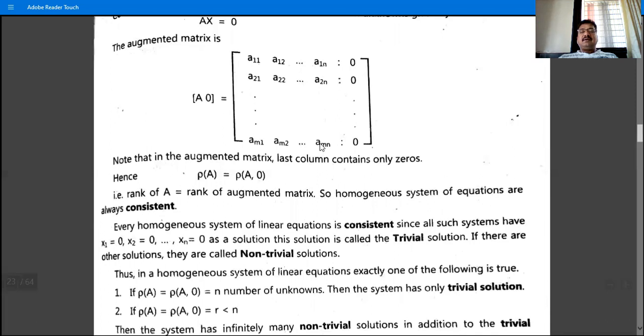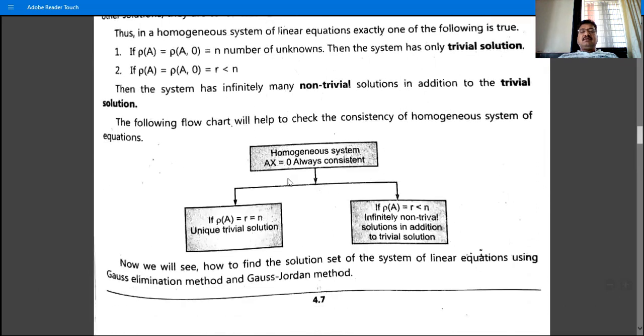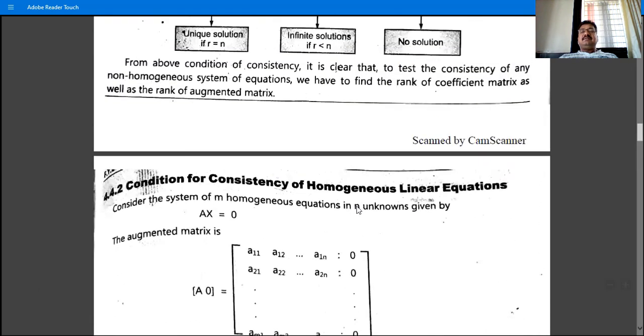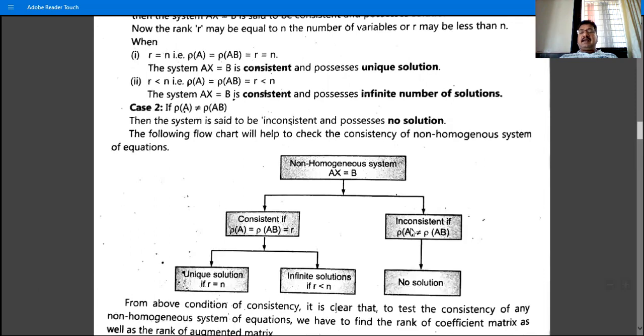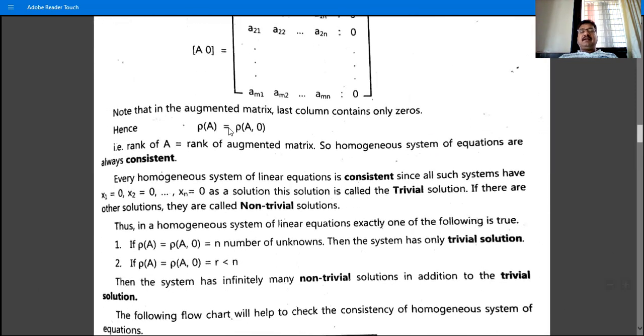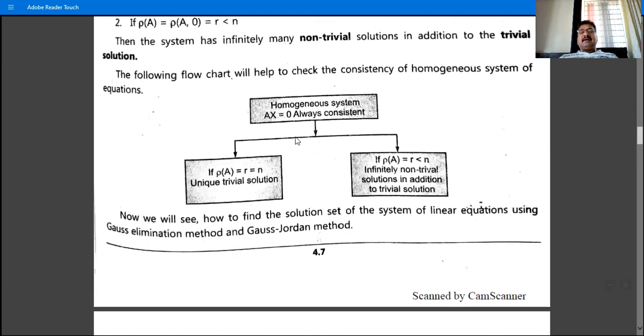Okay, so if the system is homogeneous, then consider the augmented matrix [A|0] and reduce this matrix to echelon form. That is, find the rank of A and the rank of [A|0]; both are the same. The homogeneous system is always consistent, because A and [A|0] are the same matrices in rank, so their ranks are always the same, and therefore the homogeneous system is always consistent.